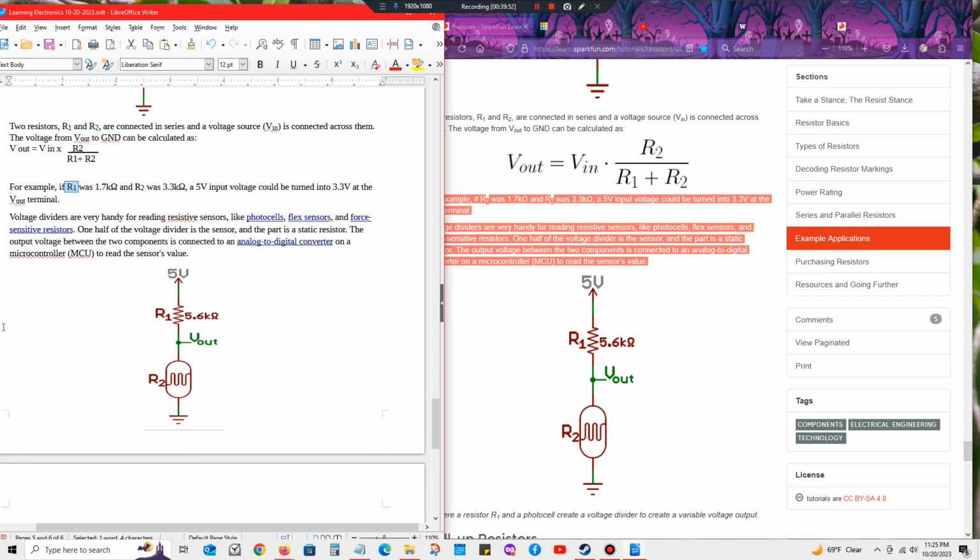And it's just saying that voltage dividers are very handy for reading resistive sensors like photocells, flex sensors, force sensitive resistors. One half of the voltage divider is the sensor, and the other part is a static resistor. The output voltage between the two components is connected to an analog to digital converter on a microcontroller, MCU, to read the sensor's values. So voltage out to ground, resistor 1, 5.6K, R2, and this is the power source.